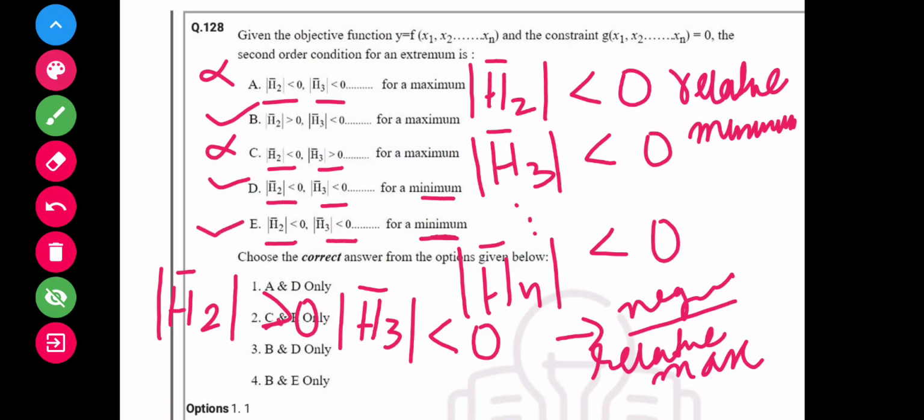So we have B, D and E. But we don't have that here. We have only A and D, C and E, B and D, and B and E. Okay, so I guess there is some problem in the question. So here B and D, it is also correct. B and E, it is also correct. Okay, so it seems there is a problem in the question.